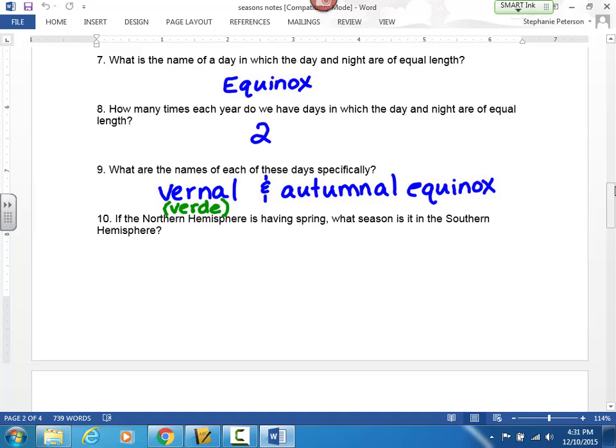If the northern hemisphere is having spring, what season is it in the southern hemisphere? The southern hemisphere is opposite of us, so that would be autumn or fall. Pause here if you need to write this down. I will be erasing to go to the next page.